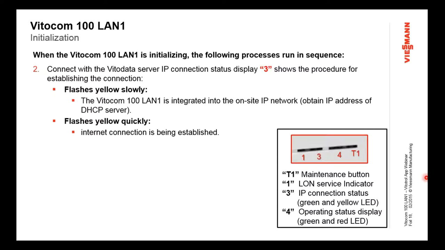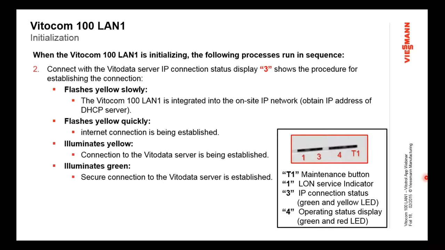Once it finds that internet connection, it's going to flash quickly. So okay, I'm hooked up to the internet now, I have internet connectivity. Once it stays on yellow, it says, okay, now that I've gone to the internet, I'm also talking to the server. So I've found the server in Germany as well. And now it's going to illuminate green once the Vitadata server sends back and says, okay, I know who you are, I recognize you, you're a Viessmann control, and it's going to stay on green.